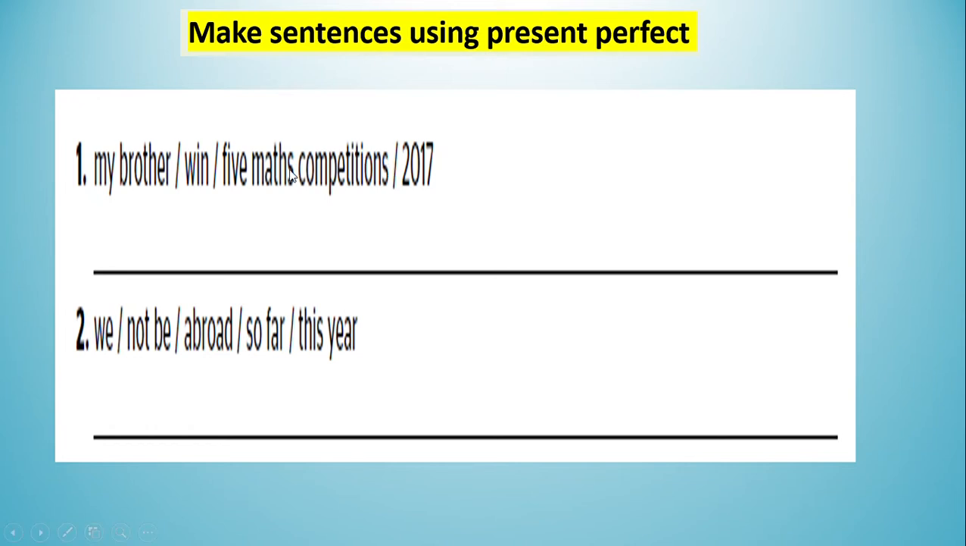Now test yourself. Make sentences using present perfect. Number 1, my brother has won 5 math competitions since 2017. Number 2, we haven't been abroad so far this year.